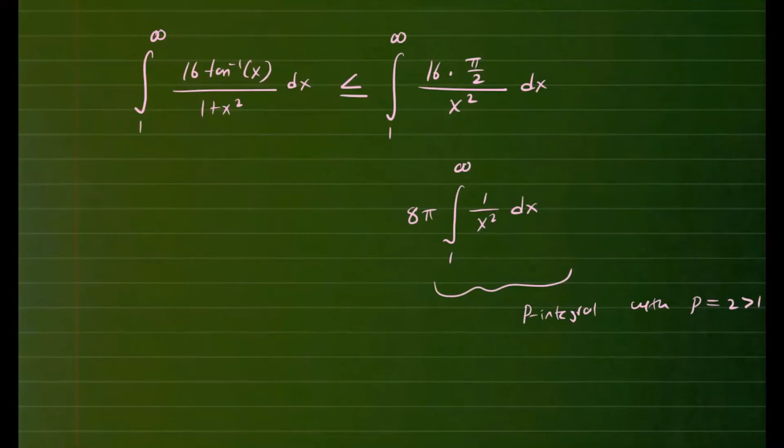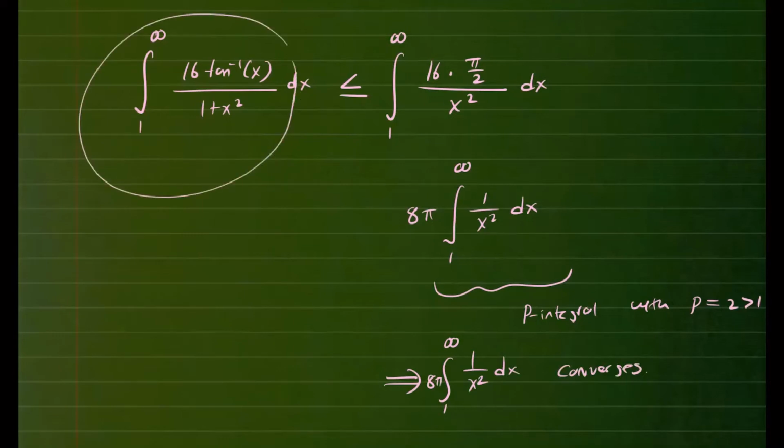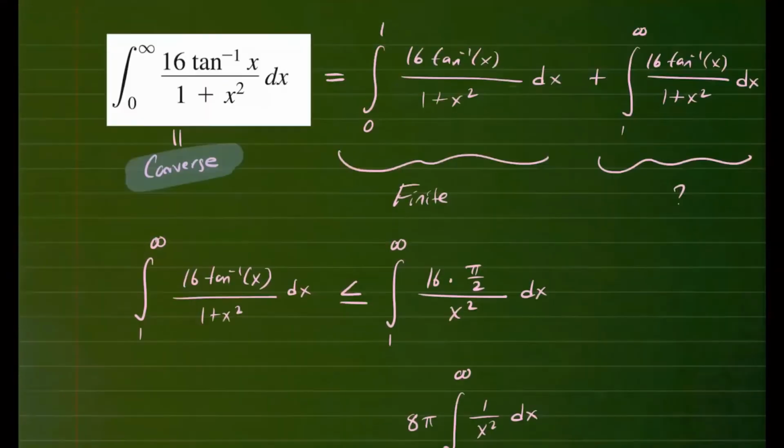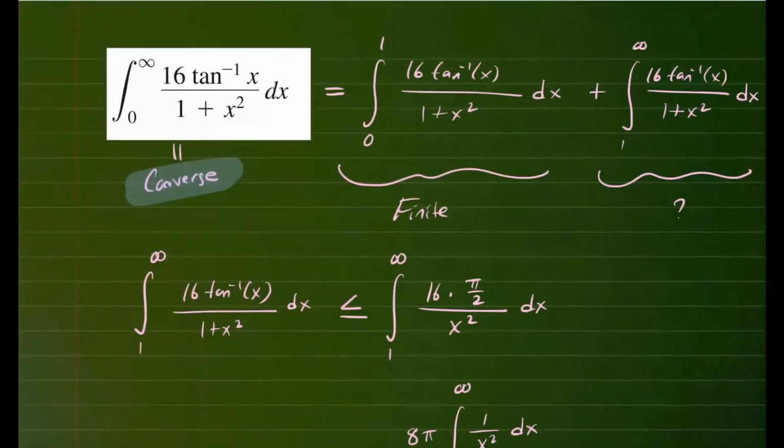We wanted to make sure the one that lies above converges. So this integral, 8 pi of 1 to infinity of 1 over x squared dx converges. Therefore, we can conclude that this will converge since that lies below the one that lies above. So now we can make our final statement that this integral is going to converge. So that's the final statement for this integral.